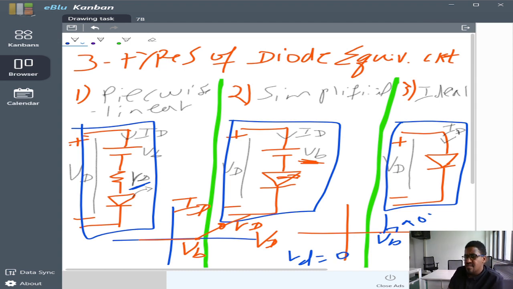The last one, the ideal equivalent circuit, only represents the direction of the current, that is the symbol of the diode. In this characteristic, when you represent it in the graph, when VD is greater than 0, it is a perfect conductor. In reverse, when VD is less than 0, it is a perfect insulator. This is how the ideal equivalent circuit is represented. So this is about diode equivalent circuits. Next, we will see diode analysis.